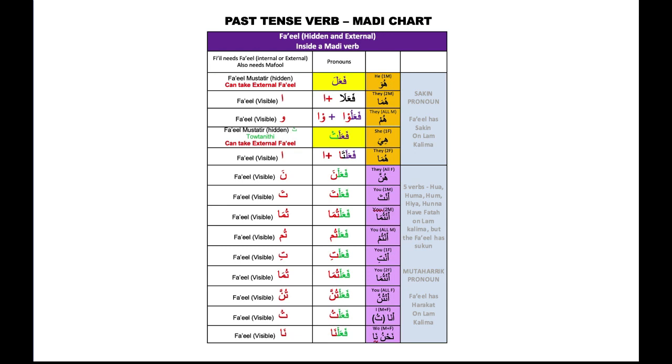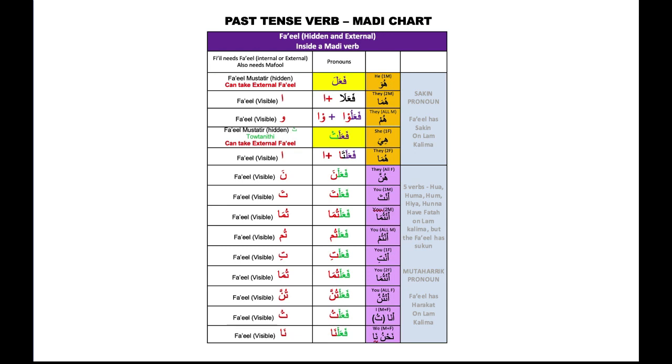Next one, fa'alna. This na is the indicator of visible fa'il. So it's a part of the verb, but we can see the fa'il there. Fa'alna means they all female did. And na is the suffix here. Please pay attention. From hunna downward up to nahnu, lam kalima, lam letter takes sukun. So until hunna, lam kalima had fatah. But as soon as hunna comes, lam kalima takes a sukun and it continues up to the end. So it's fa'alna for hunna.